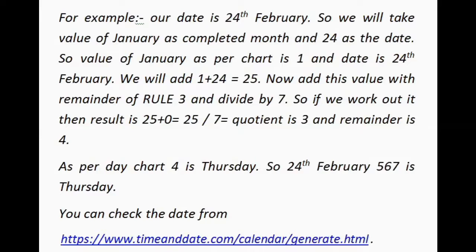Now add this value with the remainder of Rule 3 and divide by 7. So if we work it out, the result is 25 plus 0 equals 25, divided by 7, quotient is 3 and remainder is 4. As per the day chart, 4 is Thursday. So the 24th of February 567 is Thursday. You can check the date from https://timeanddate.com/calendar/generate.html. The link is also posted in the comment section of this video.